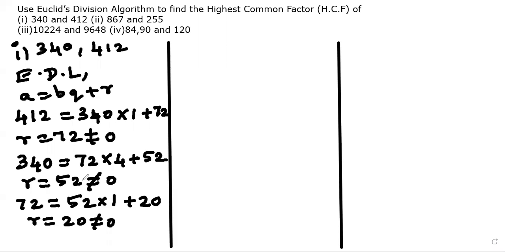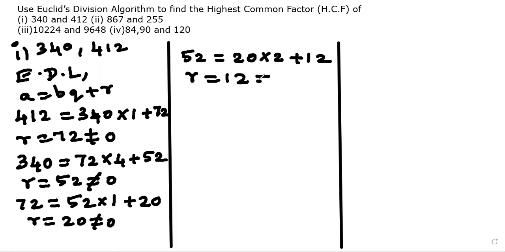with the numbers 52 and 20. So what is the highest value? 52 is the highest value. So put in the A place 52 equal to 20. 20 into 2s are 40. 40 plus 12 gives you 52. Now what is the remainder? 12 is the remainder. Is this equal to 0? No, it is not equal to 0.